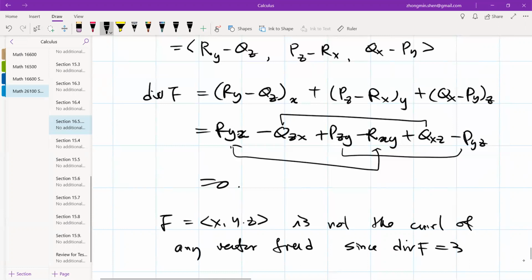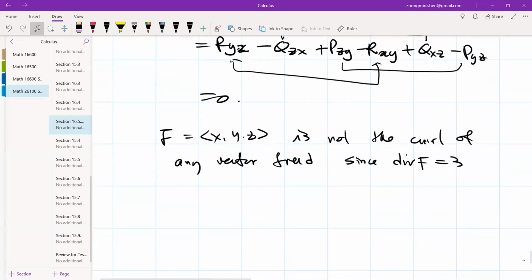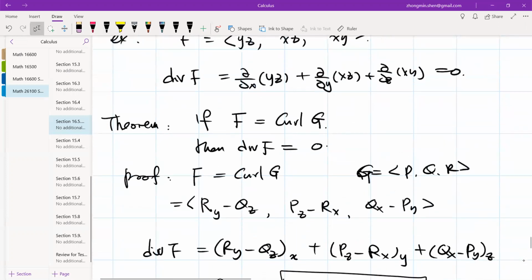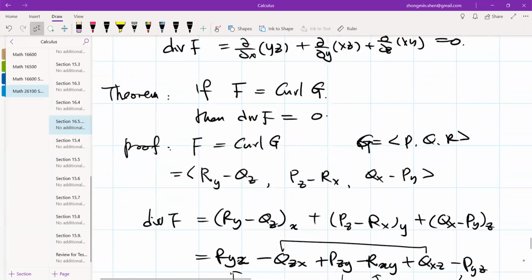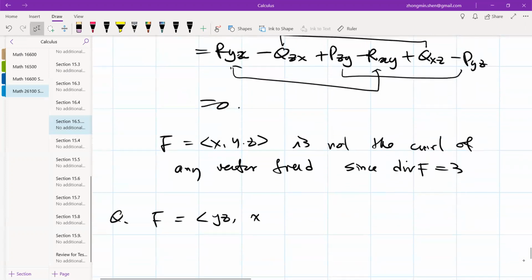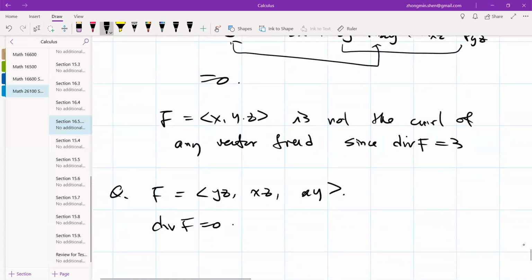And then you say, oh, how about the above one? How about F = (YZ, XZ, XY)? Let's see, what is our example here? Above, (YZ, XZ, XY). And this one's divergence is going to be 0. So the question is: is F equal to the curl of some G?